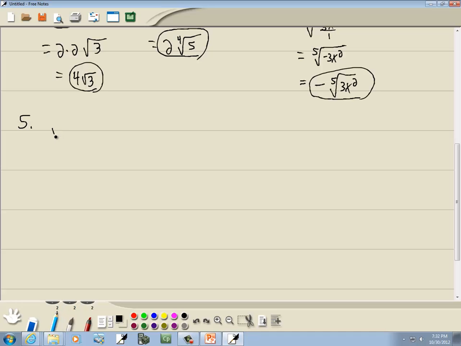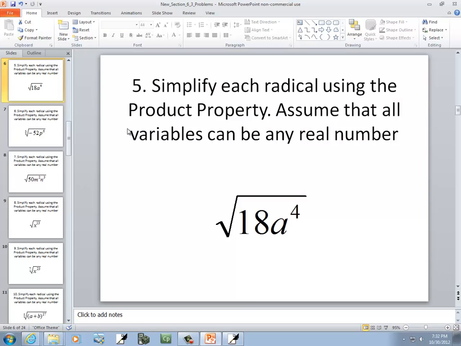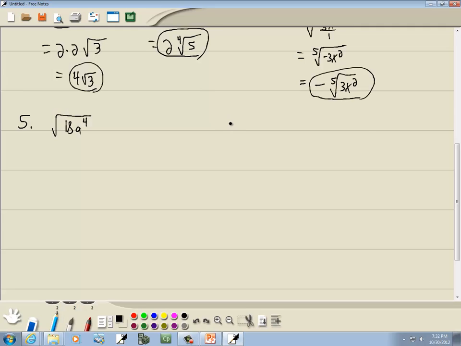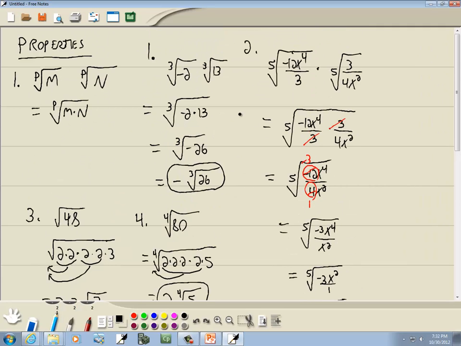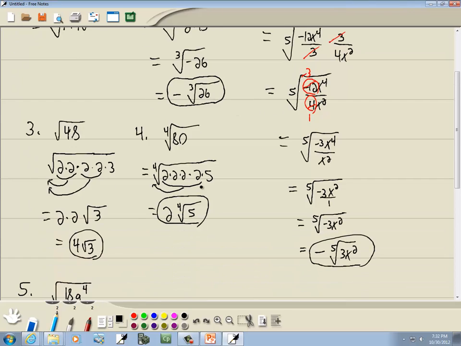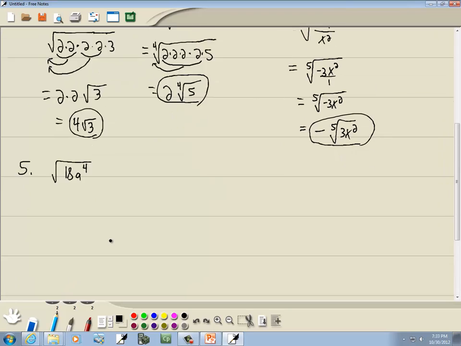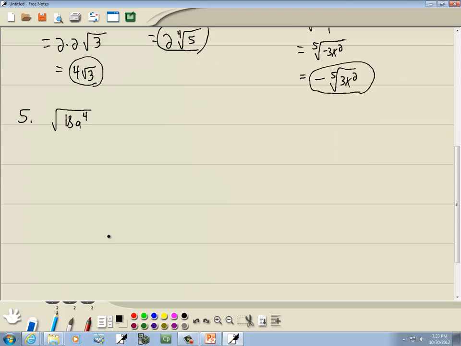Here we've got the square root of 18a to the 4th. Now, up to now, in these examples, nothing has come out of the radical except for a negative. Nothing here but negative. Here's a 2, here's a 4. This one we're going to bring something out, and we'll talk more about that.